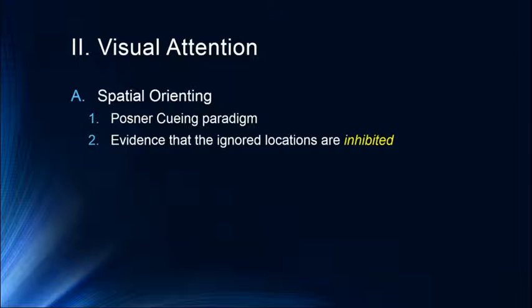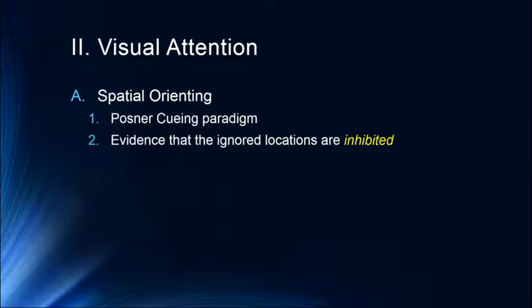That gets us then to talking about visual attention. So in visual attention, we talk about how we pay attention to certain objects or locations within our visual field. And the first thing we'll talk about is what's called the spatial orienting task. And this is part of what's called the Posner cueing paradigm. And again, we'll talk more about this when we talk about Posner's attentional networks in the sixth lecture on attention coming up. So the Posner cueing paradigm we'll take a look at here on the next screen.